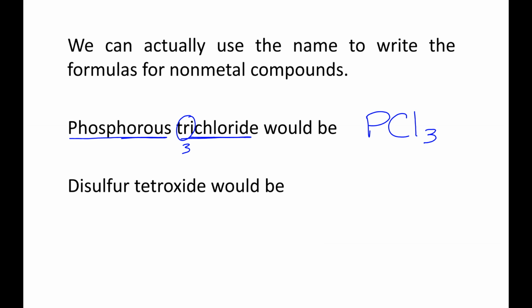Okay, so let's look at the next one. We got disulfur, so that means there's 2 sulfurs. And then tetroxide. Now I know there's no A next to it, but if you remember when we were doing the prefixes for oxide, the A gets dropped. So it's tetroxide, means 4 oxygens, so it's O4. Pretty easy so far, right?